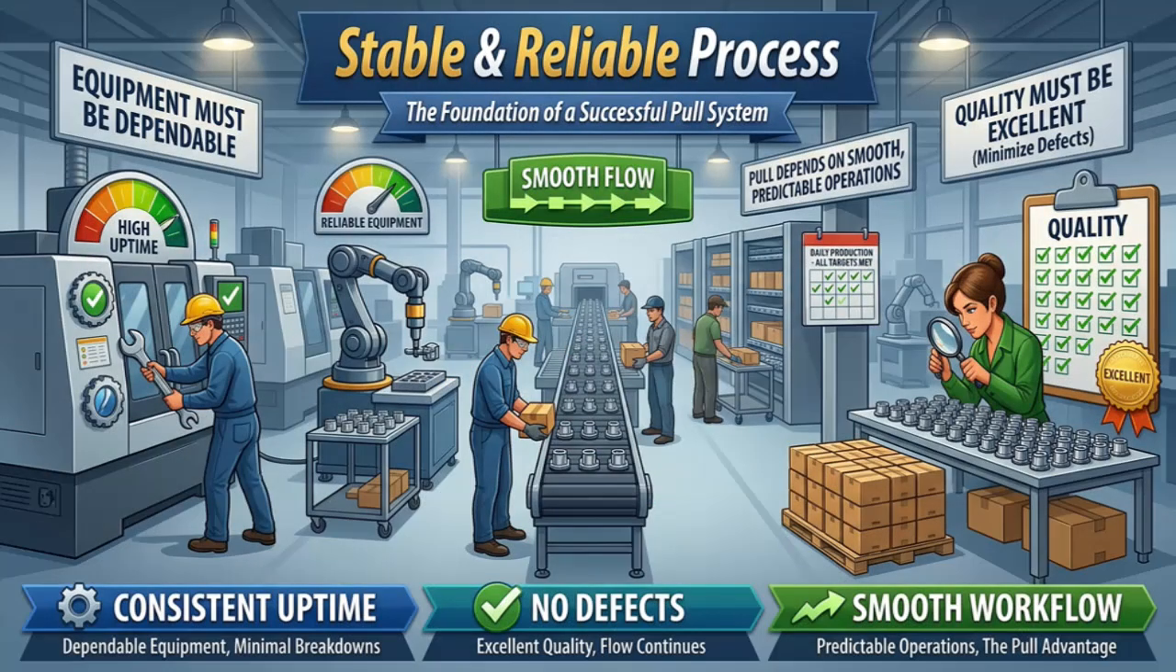If I can't get to a perfect one-piece flow, a pull system will help me manage the inventory throughout the whole system. That's correct. To create a pull system, there are a few fundamental attributes you must have. What are those? First, you have to have a stable and reliable process. This takes a lot of effort, but it is well worth it. Pull depends on smooth, predictable operations. Equipment must be dependable with minimal breakdowns. Quality must be excellent so defects don't interrupt the flow.